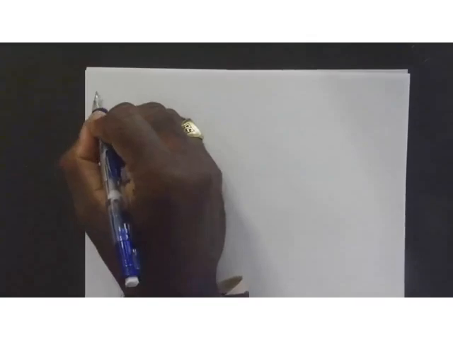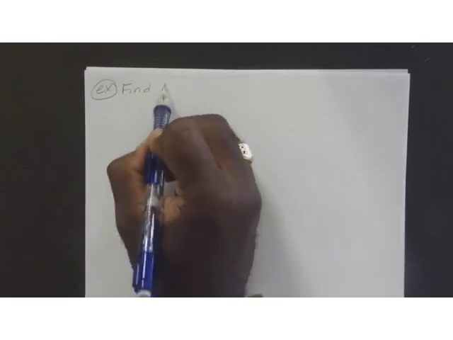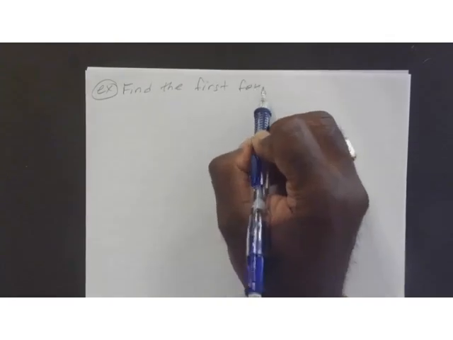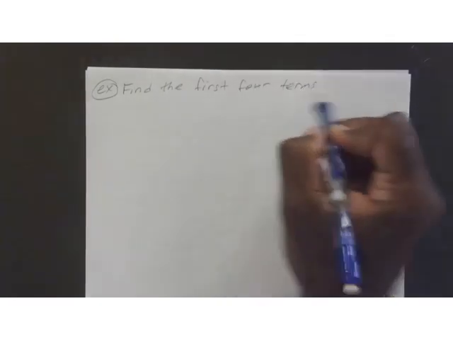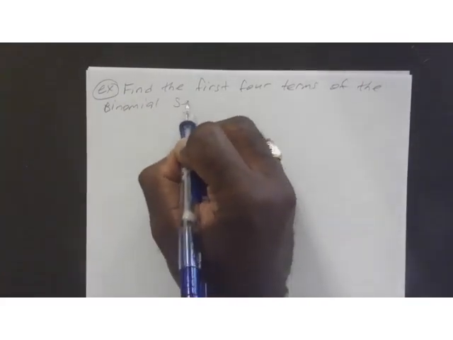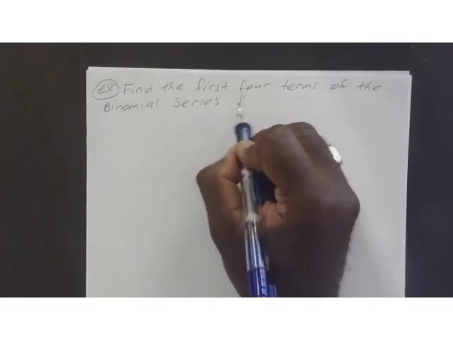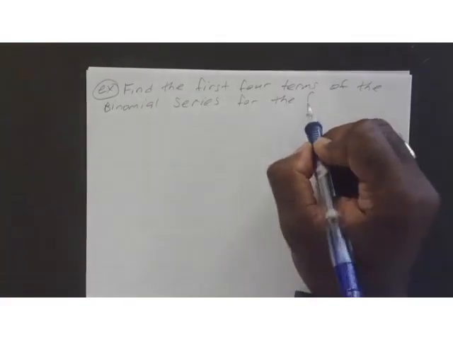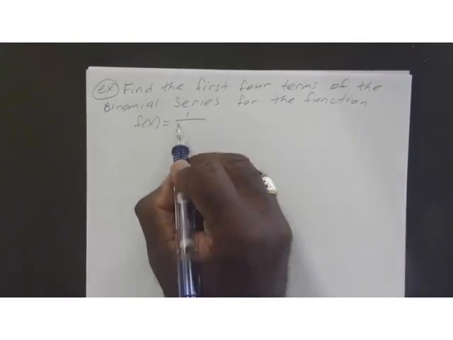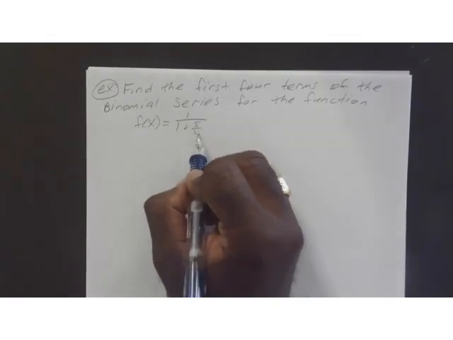So let's say, for example, we wanted to find the first four terms of the binomial series for the function f of x is equal to 1 divided by 1 plus 5 over x.